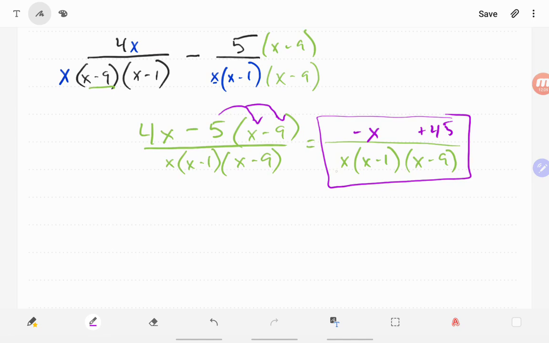And if you wanted, like I said earlier, you could take this denominator here and multiply it out. Right? You could multiply this out. But you do not have to. It's perfectly fine to leave it as such.